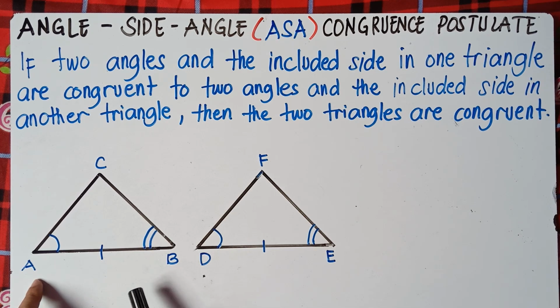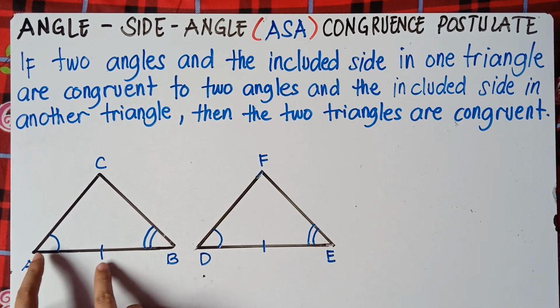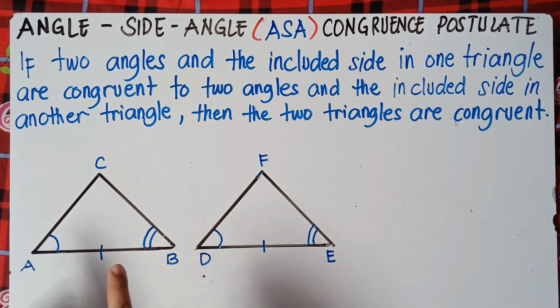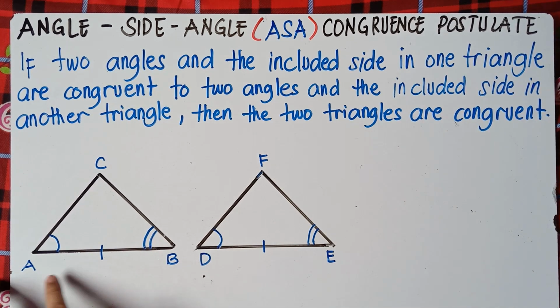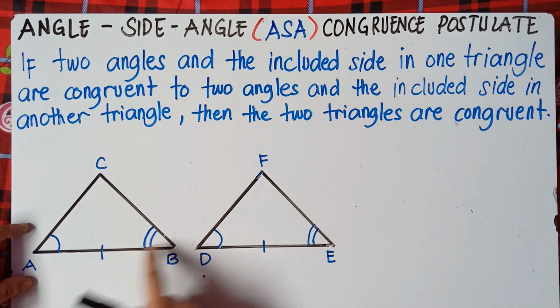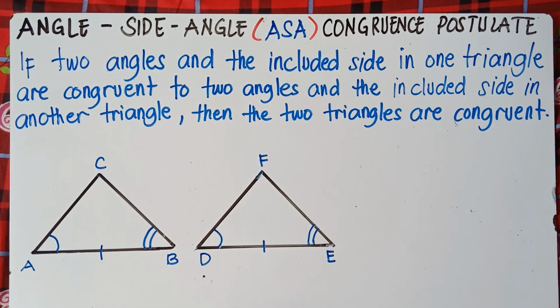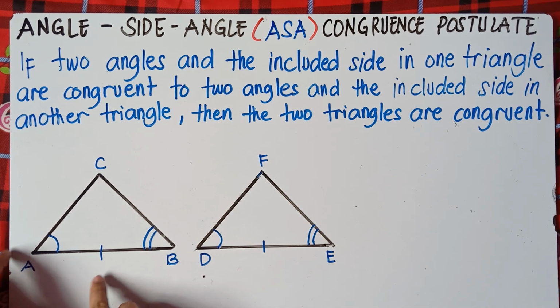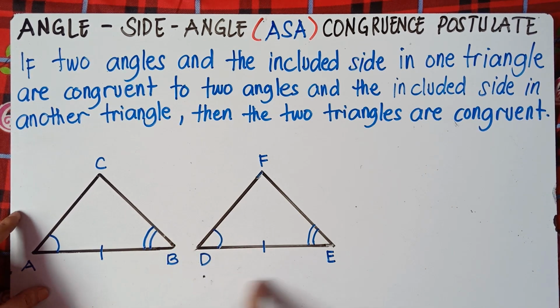Do not forget this one, class. The included side is between the two angles. This side AB is between these two angles, angle A and angle B. So we will know that it is ASA, or angle, side, angle, if the side is in between these two angles. Same with this given example.